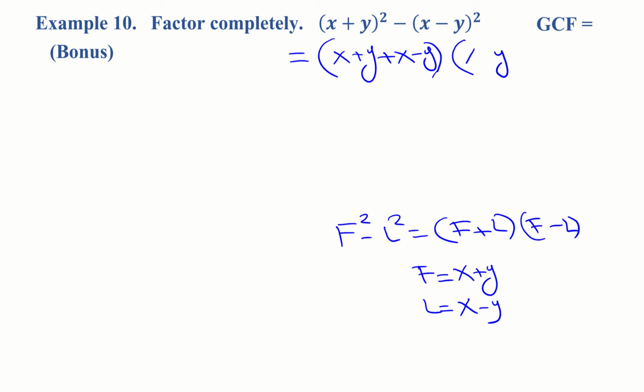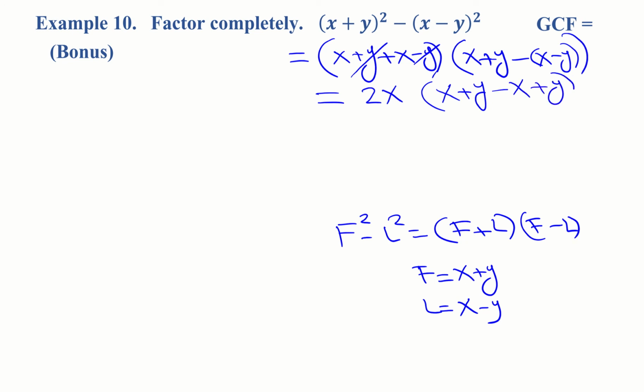So we're going to say minus quantity x minus y. So now notice that in the first group the y's cancel out, so you just get 2x, right? Now in the second group, let's go ahead and distribute that negative, so we get x plus y minus x plus y, right? Notice this time these x's will cancel out, so we end up with 2x times 2y, because y plus y is 2y. So finally we end up with 4xy.